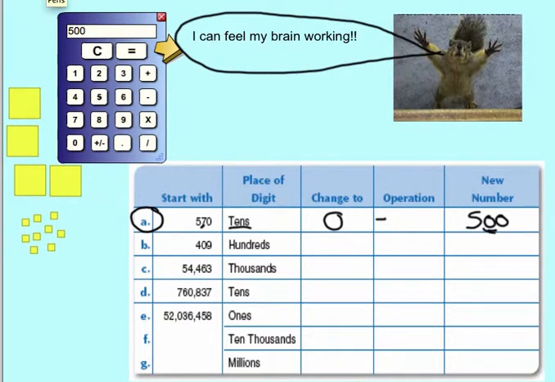Let's try another one. Let's look at B. Now I'm talking about starting with the number 409. I'm going to go ahead and clear my calculator, and I'm going to type in my calculator 409. And this time we are changing the place value of the hundreds place. So looking at our number, the hundreds place would be the 4. So we're going to be changing that, and we need to change it to an 8. So we're going from 400s to 800s.